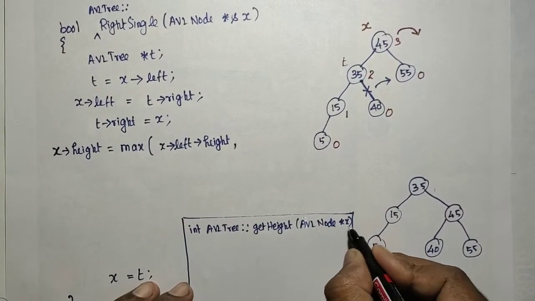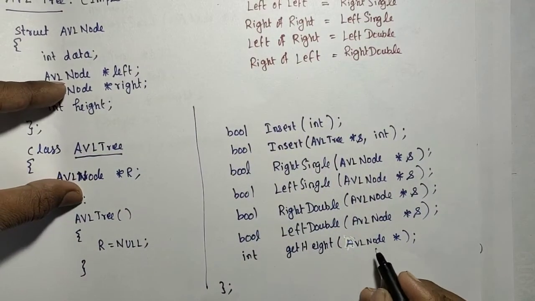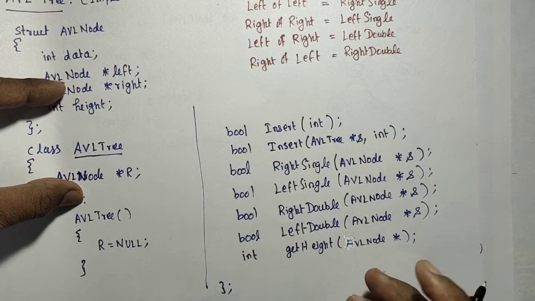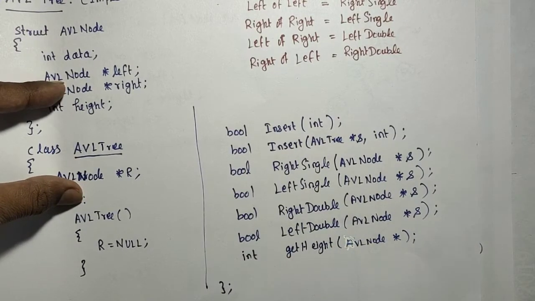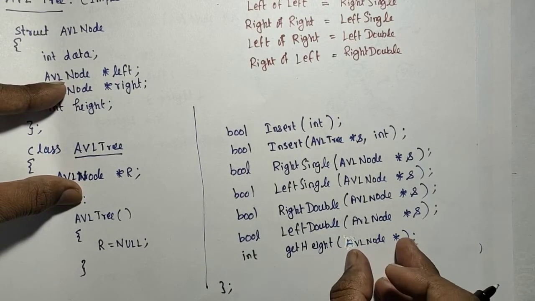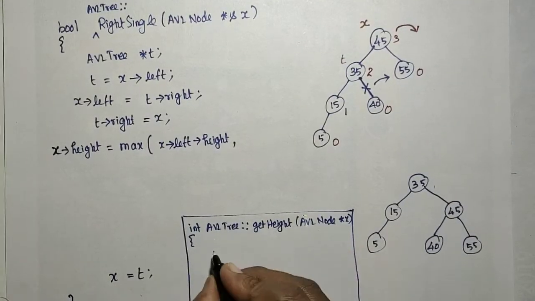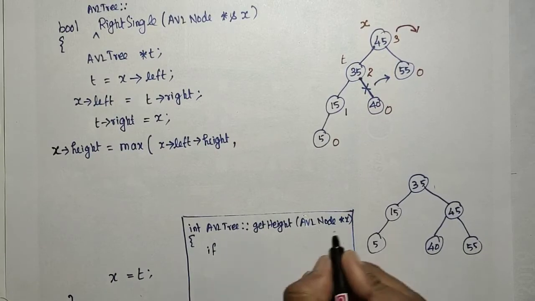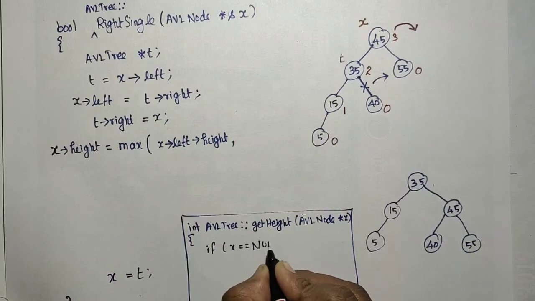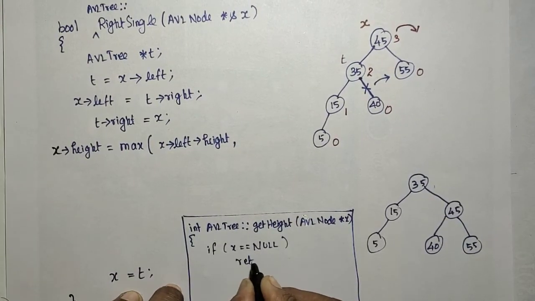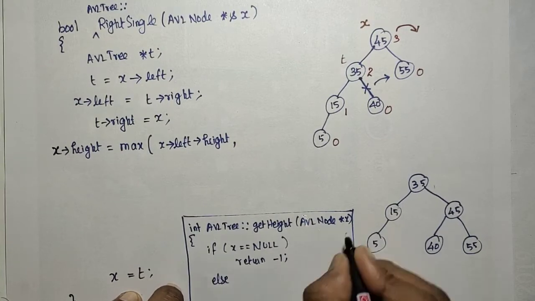So I need to pass that AVLNode *x for the getHeight, so that needs to be changed in that prototype also, the AVL tree. The getHeight means we need to find the height of the subtree, not the invoking tree. So I need to pass that subtree as an argument here. This will check x: if x equal to null, okay, the subtree is null, it will return -1, else it will return the height of that x.